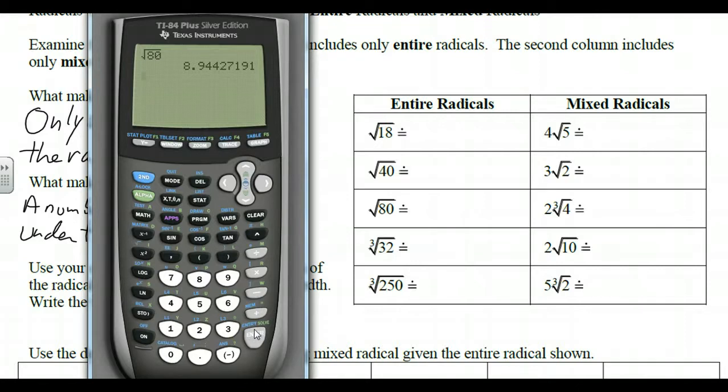So look, we're doing this entire thing rounded to the nearest hundredth. Let's make life easy. Mode, down to float, over to 2. Enter. So what we're saying to the calculator is round everything to 2. Let's pull back that root 80. 8.94.